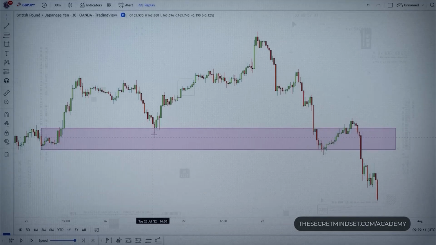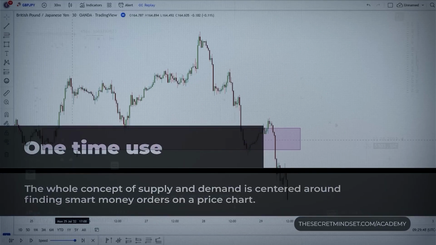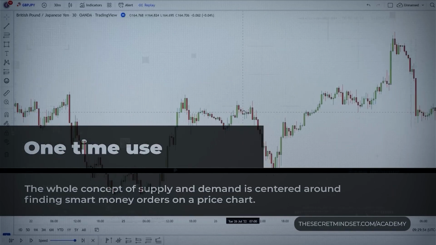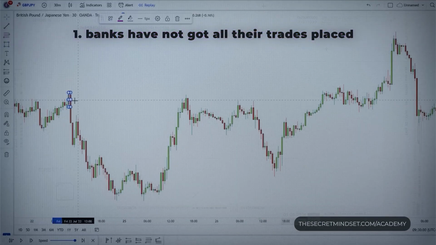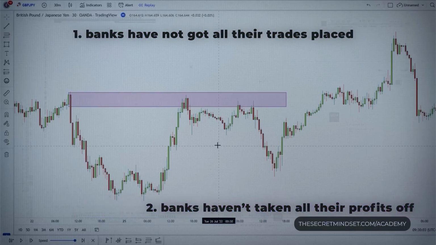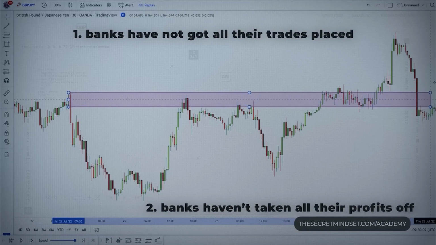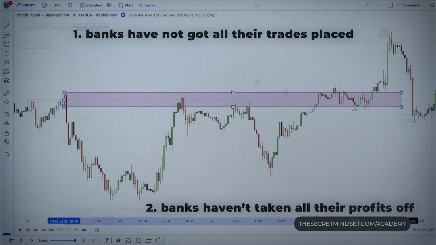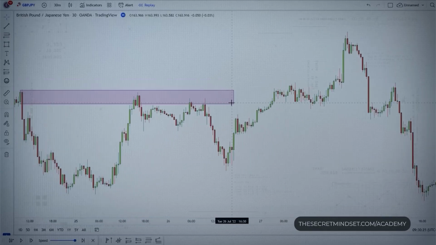The reason supply and demand zones only work once is because they form from the smart money buying and selling. The whole concept of supply and demand is centered around finding smart money orders on a price chart. Price returns to supply and demand zones because the banks have not got all their trades placed or they haven't taken all their profits off. So the reason why zones don't work multiple times is that the smart money have no reason to make price come back after the first touch. They can get most of their trades placed creating the zone, causing price to return, and then reverse.